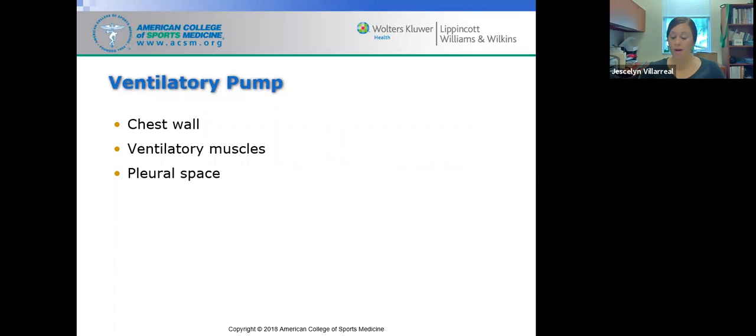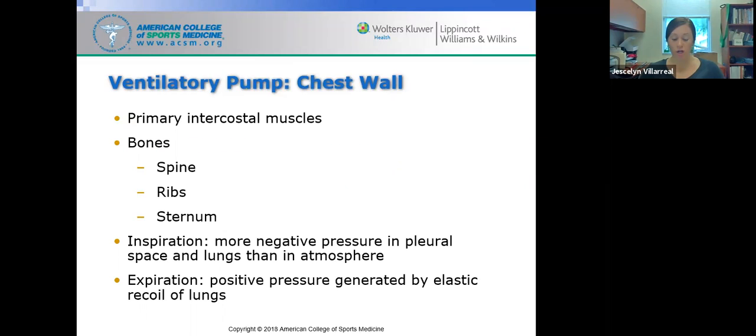The ventilatory pump produces mechanisms for breathing and consists of these three: chest wall, ventilatory muscles, and pleural space. Go a little farther into these. Chest wall is composed of primary intercostal muscles, the bones of the spine, ribs, and sternum. When you inspirate, there is more negative pressure in the pleural space and lungs than in the atmosphere. And at expiration, there's positive pressure generated by elastic recoil of the lungs.